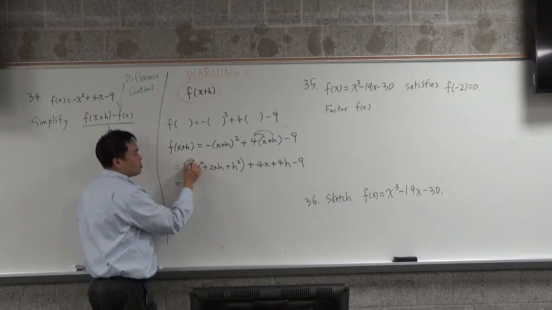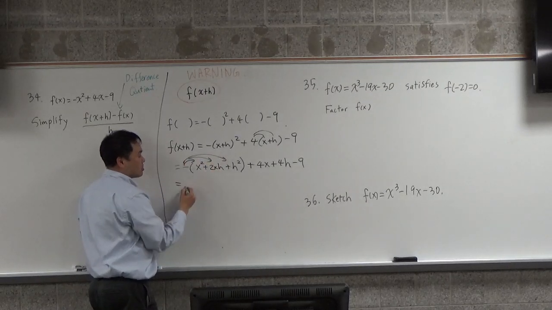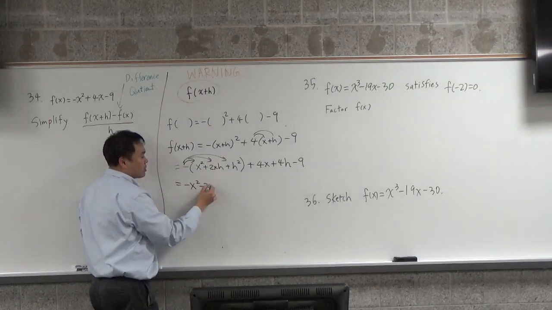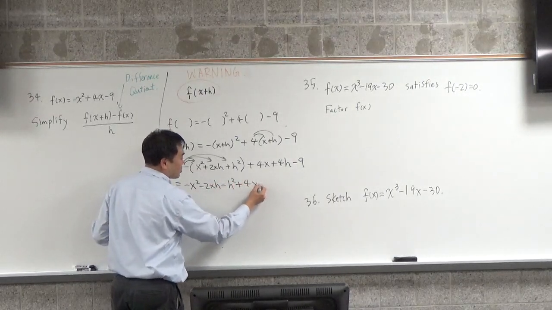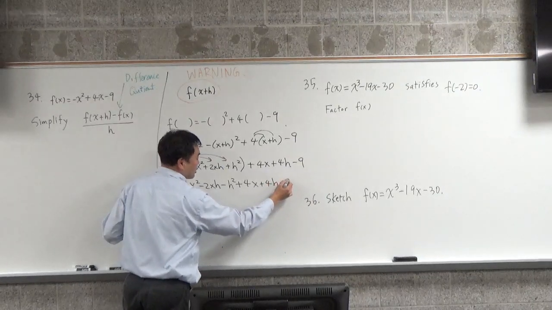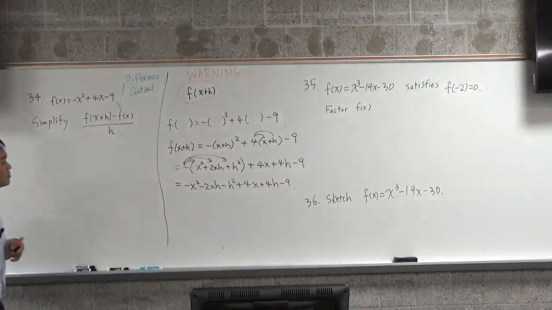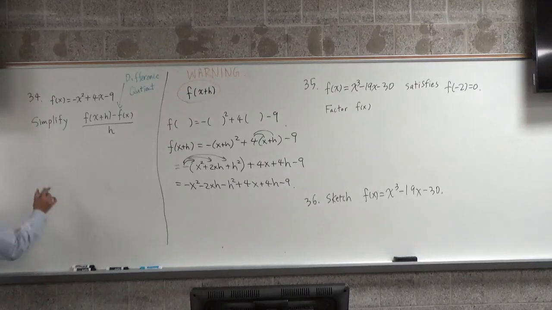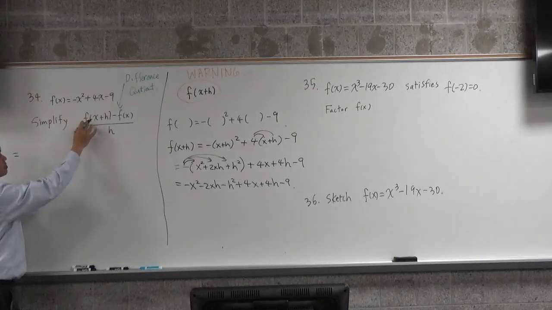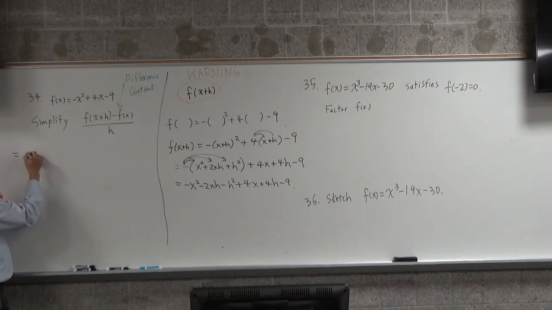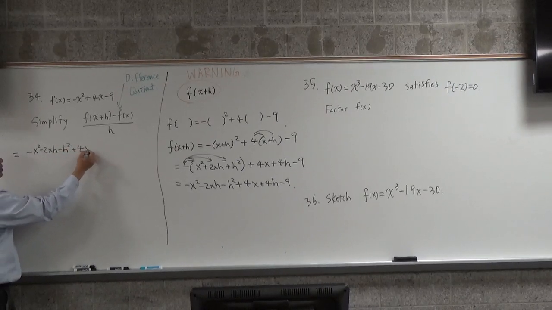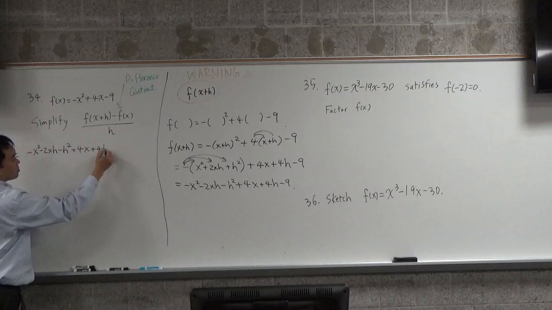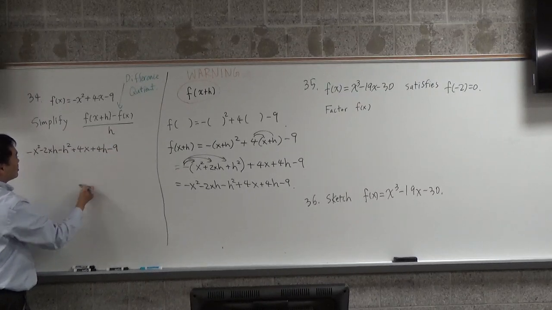And then minus gets distributed, which gives you negative x squared minus 2xh minus h squared plus 4x plus 4h minus 9. Okay, now we are ready to calculate this because this first part can be replaced by what we just did. Negative x squared minus 2xh minus h squared plus 4x plus 4h minus 9.